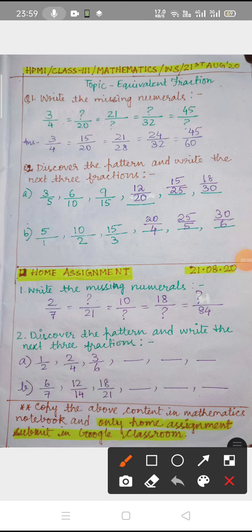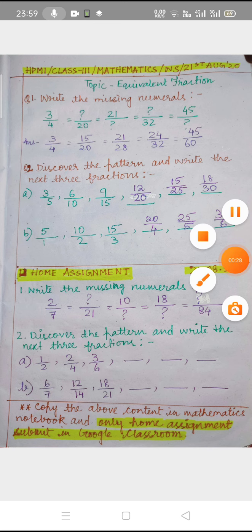Today again we will do some sums on equivalent fractions. So let us begin the sums. Sum number 1. Write the missing numerals. You can see the first fraction is given, and in the next fractions either the numerator or the denominator is missing. For those fractions we need to find the particular numerator or denominator.